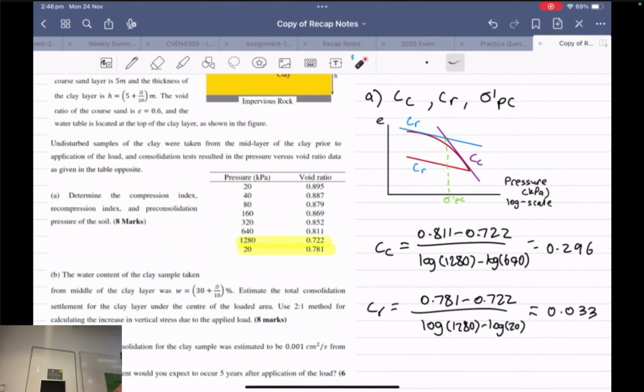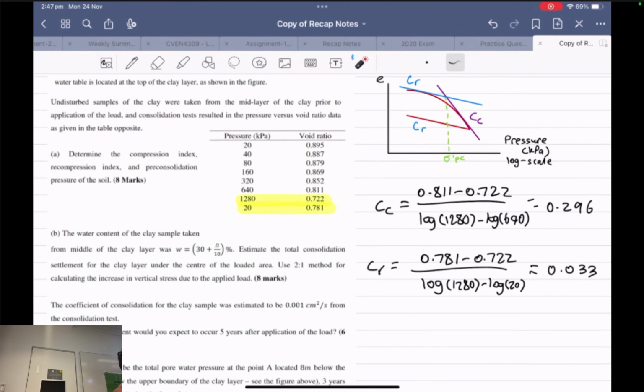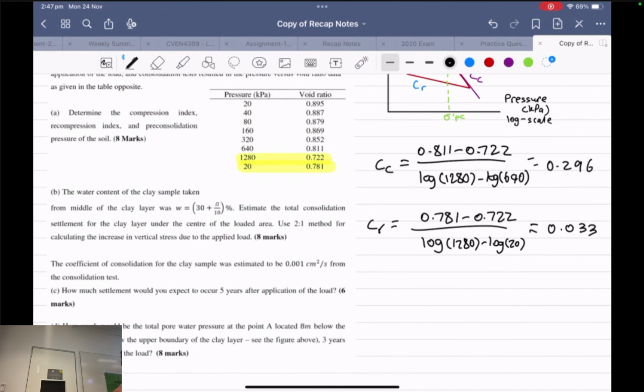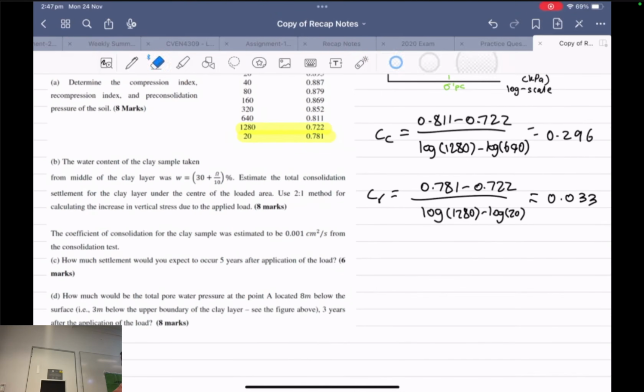Here, sigma dash PC is normally equal to the intersection of these two gradients, right? So around here. And that's essentially the 2 points before your CC value. So I'm going to take sigma dash PC to be equal to the average of these two pressures, because that's where it's most likely to have the most curvature. That's when sigma dash PC occurs. So don't worry too much about this because this was an online test and they were expected to graph it, but for us we can just take it as 240. Alright, so we have that.